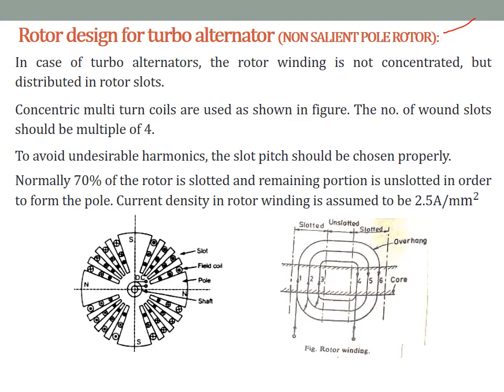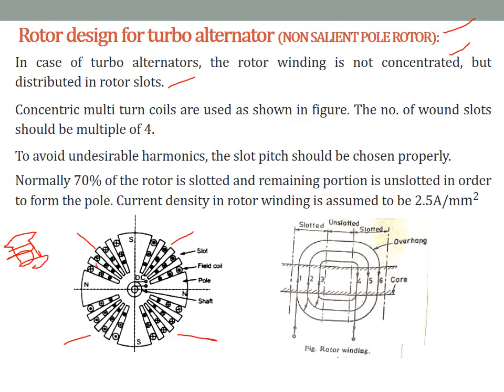Usually turbo alternators have a low diameter, and the length will be large. So in case of turbo alternators, the rotor winding is not concentrated, but distributed in rotor slots. You can see here, these are the windings distributed in rotor slots. Usually in a pole, the windings will be concentrated around the pole, but here it is distributed.